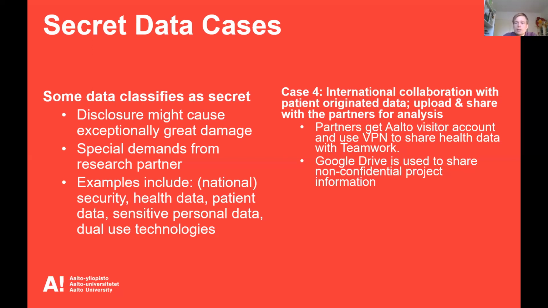But that requires that every researcher from the partner organization has to apply for the visitor account at Aalto, and they have to install the VPN service to access the Aalto Teamwork network drive. So that's why the research project also uses Google Drive, for sharing the non-confidential project information, not the actual research data, but everything around it, like plans and communications. That is not confidential or secret, so they can share that in Google.